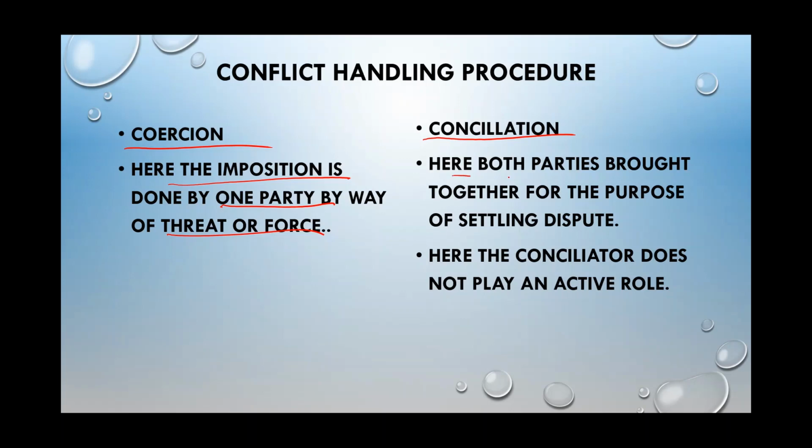Fourth is conciliation. Here, both parties are brought together for the purpose of settling the dispute. The person who brings both the parties is the conciliator. He does not have any active role in settling the dispute. In the example, you and your friend will be brought together by a common friend. Here your common friend is the conciliator. He does not solve any problem. The problem has to be solved by you and your friend only. The role is to bring you together. That's all.